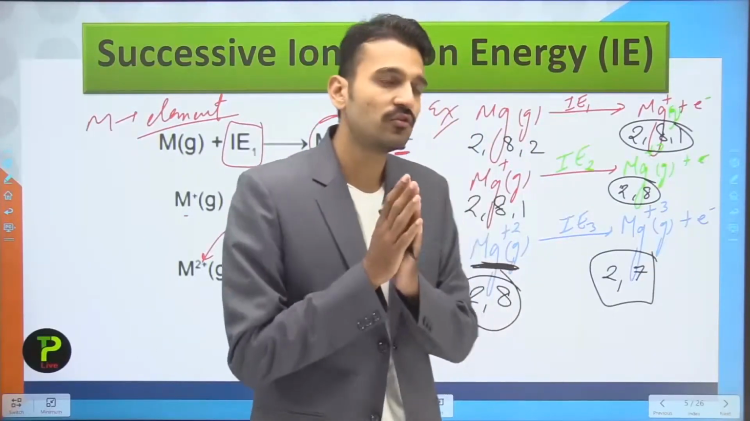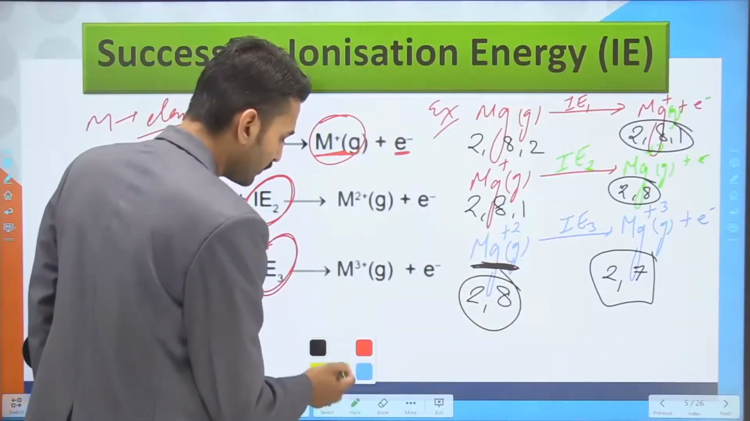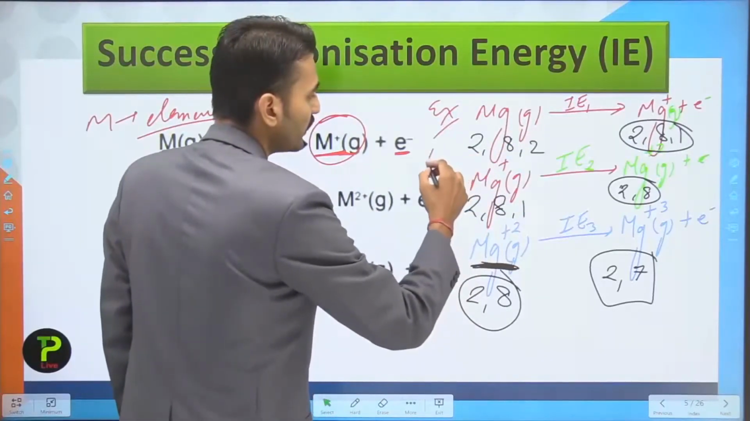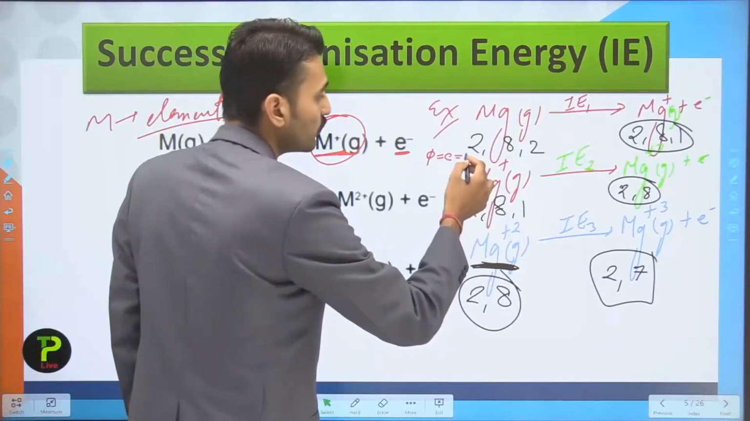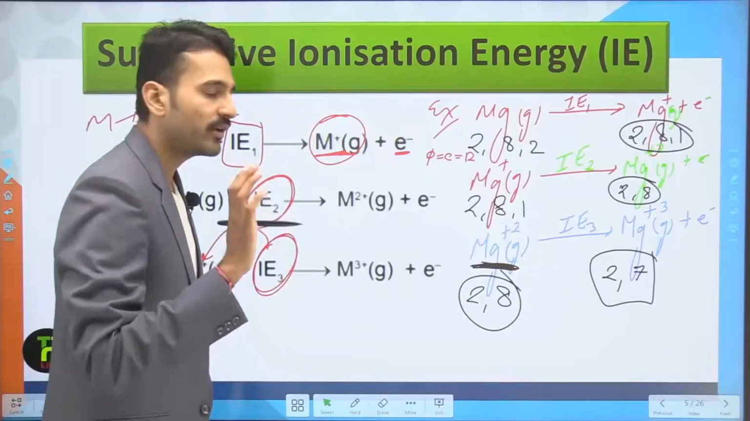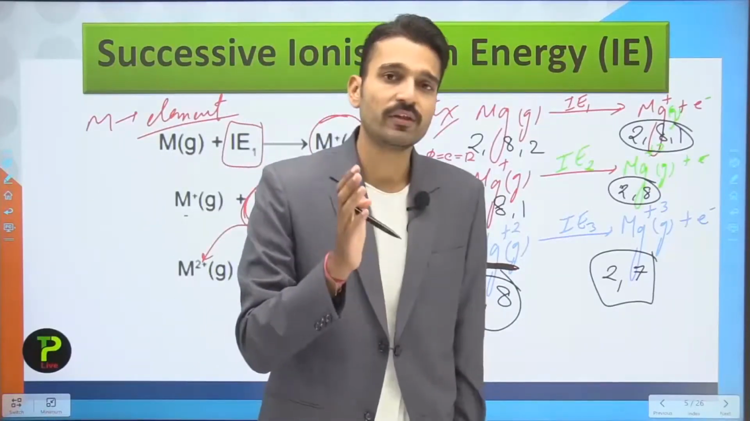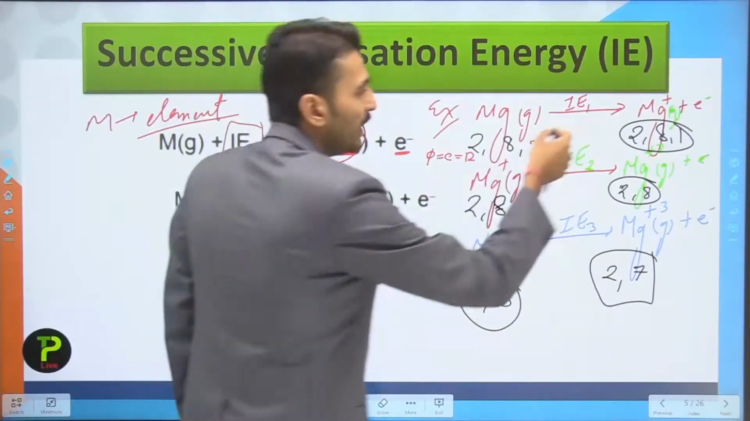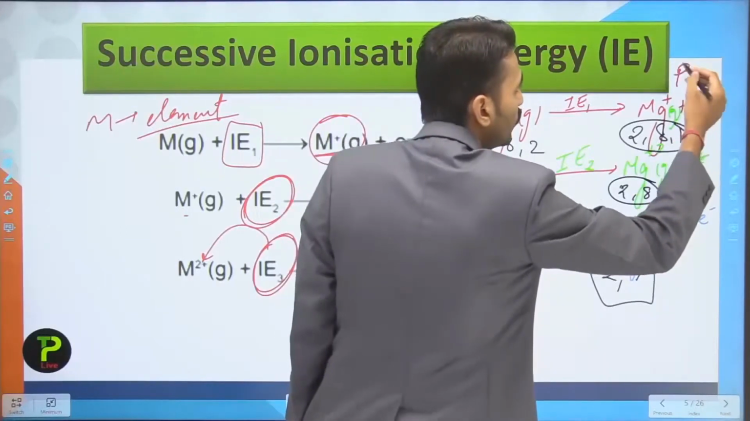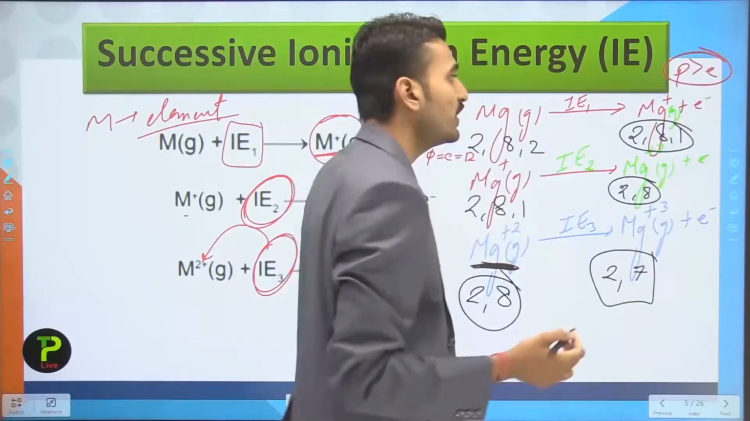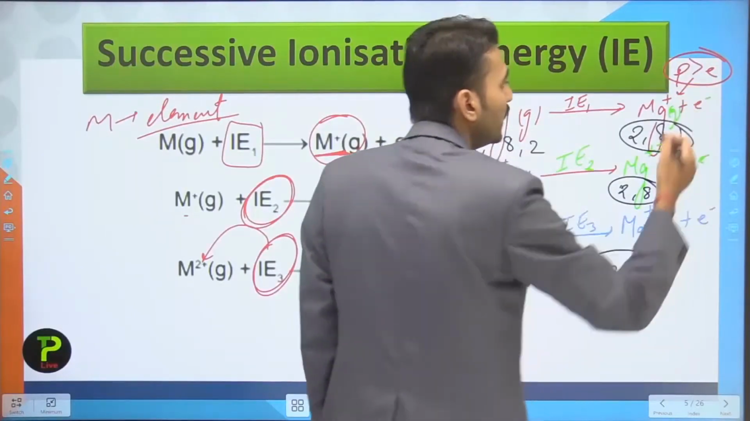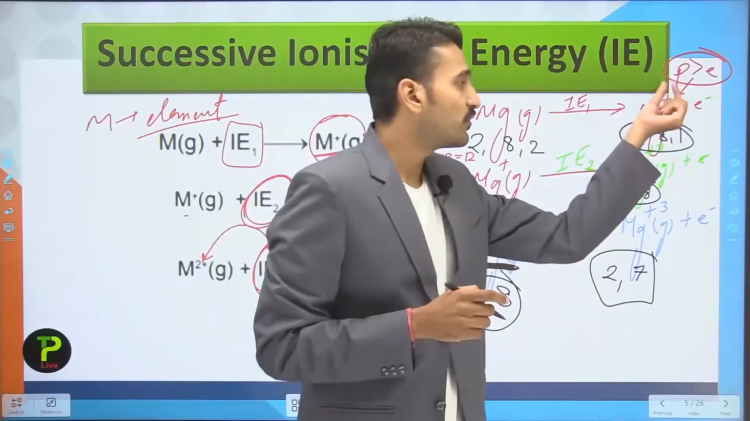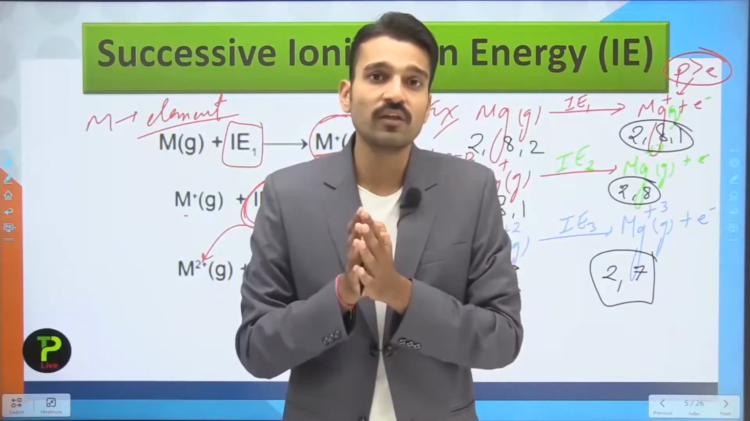So students, note that in the case of the magnesium atom, the number of protons and the number of electrons are equal to 12. So the force of attraction between the nucleus and the electrons is certain. But what happens when an electron is removed? The number of protons is greater than the number of electrons, or you can say the number of electrons is less than the number of protons in Mg plus. And what is the difference? The difference is 1. So the electrostatic force of attraction between the nucleus and electrons is now increased.